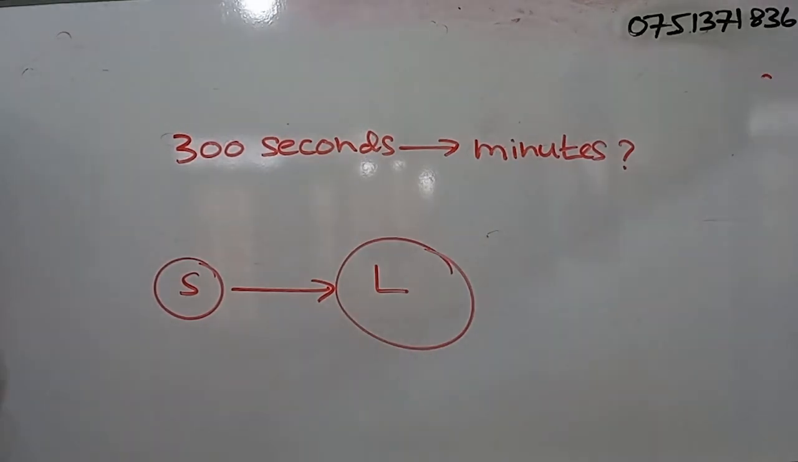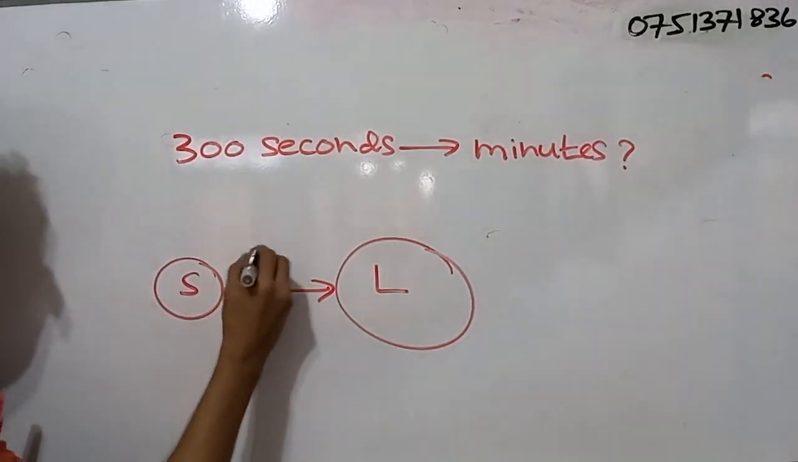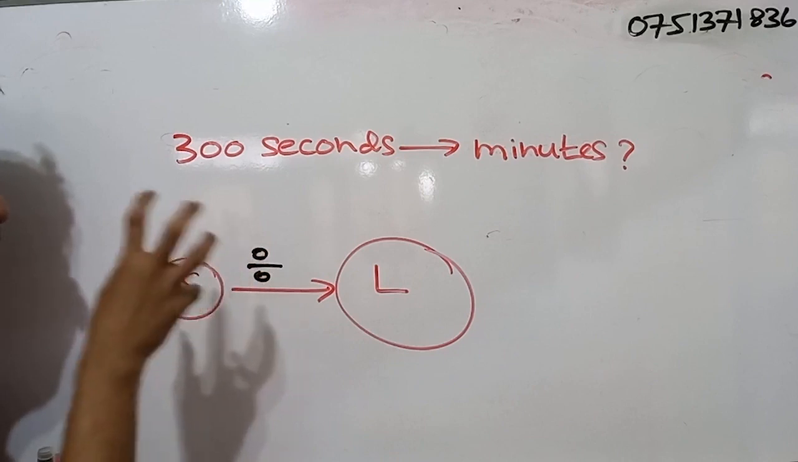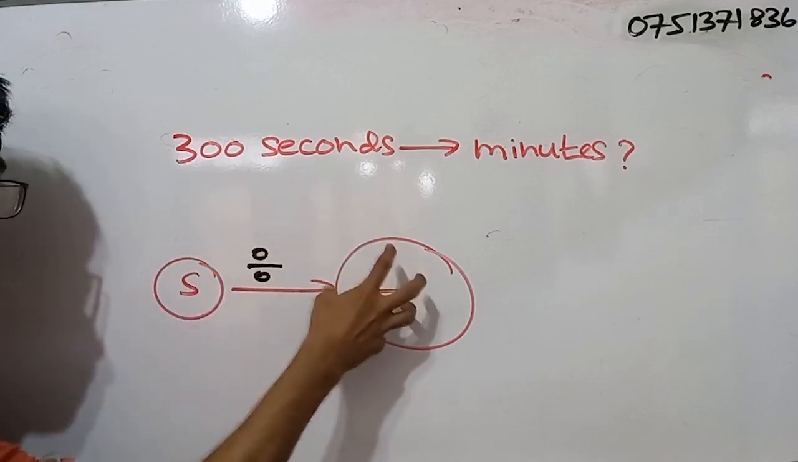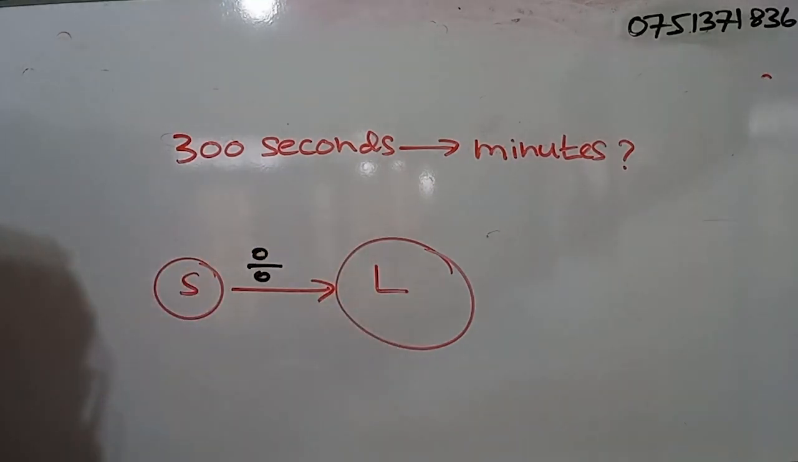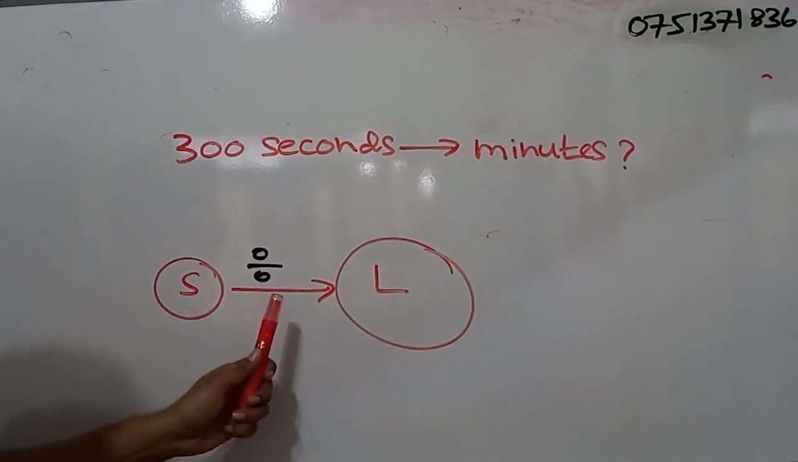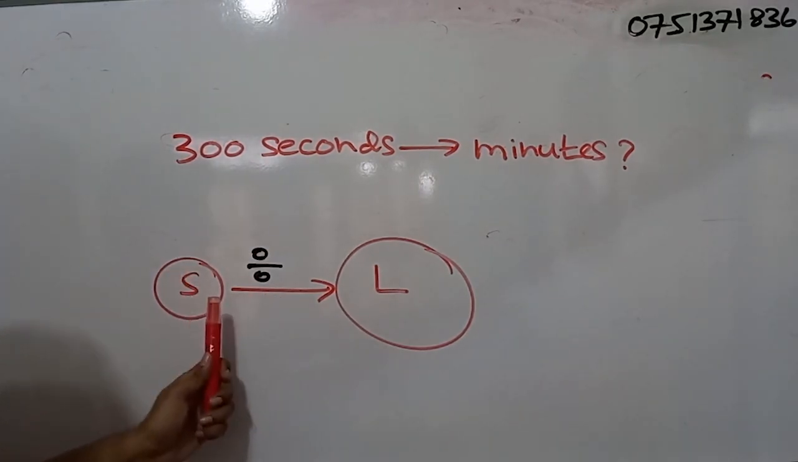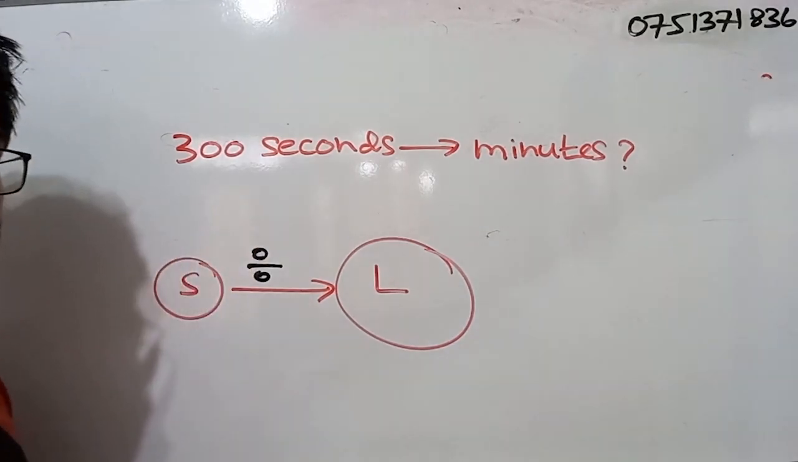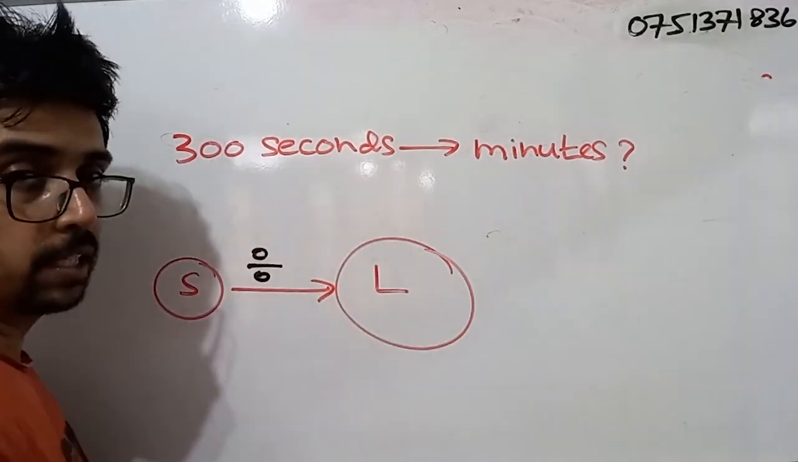So what do we do? We divide. Whenever we have to convert a smaller unit into a larger unit, what do we do? We divide. Then we know what to do. What do we have to do? We have to divide. By what amount do we divide? Okay, that is where we need our relationship.